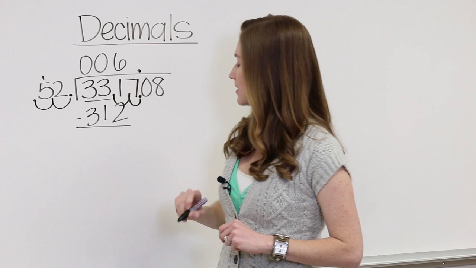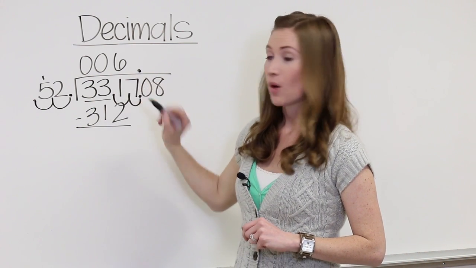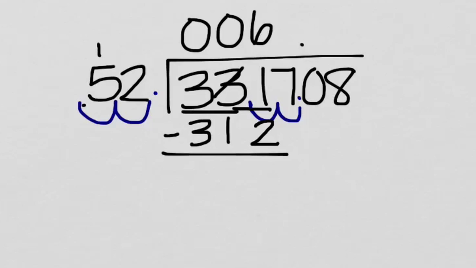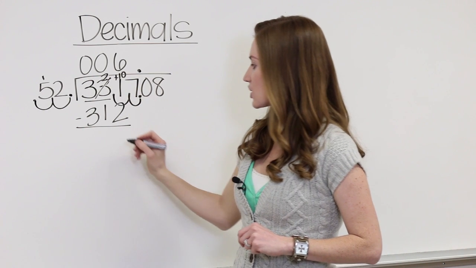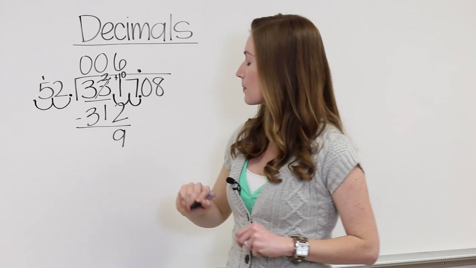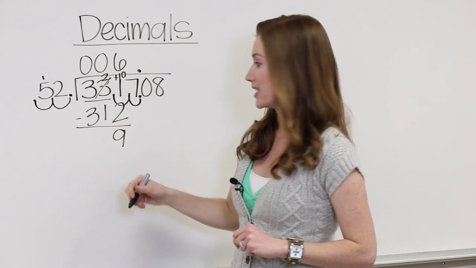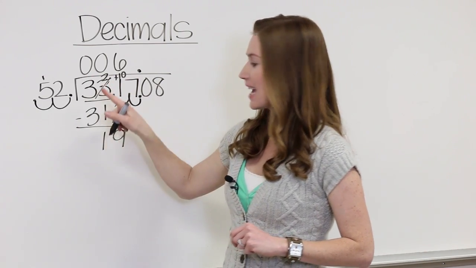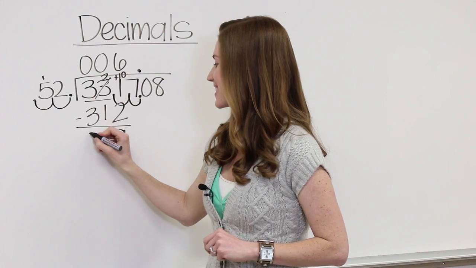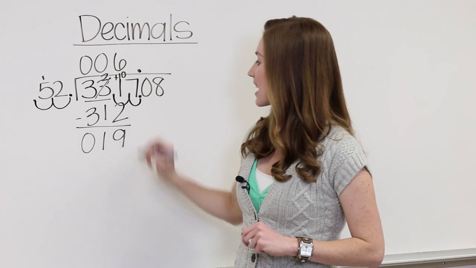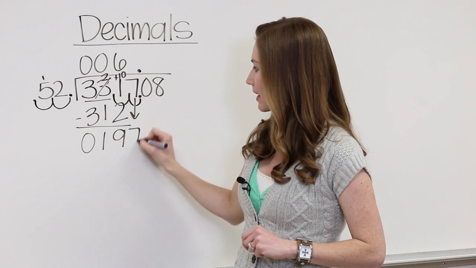Let's subtract. We can't subtract 2 from 1, so we'll borrow from our 3. That will become a 2, and we'll add 10 to our 1. 11 minus 2 is 9. 2 minus 1 is 1, and 3 minus 3 is 0. Now let's bring down our 7.